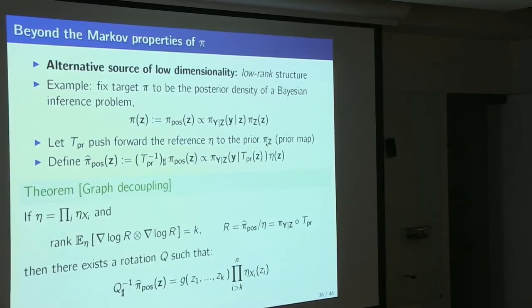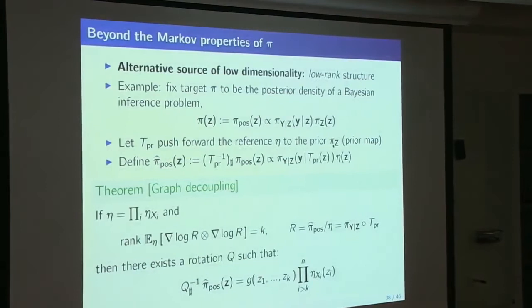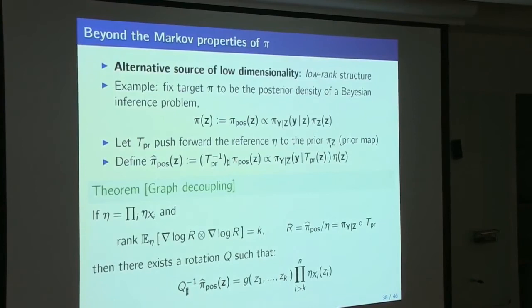So insofar as this is different from the standard reference, it basically says how different the posterior is from the prior, and in what directions. And so this can give you some notion of low dimensionality. Here I have the likelihood composed of the prior map, here I have the standard Gaussian, and I can look at the following score function. This is basically the density of the pullback of the target distribution divided by the prior. Here, this is pi of y given z composed of T prior.